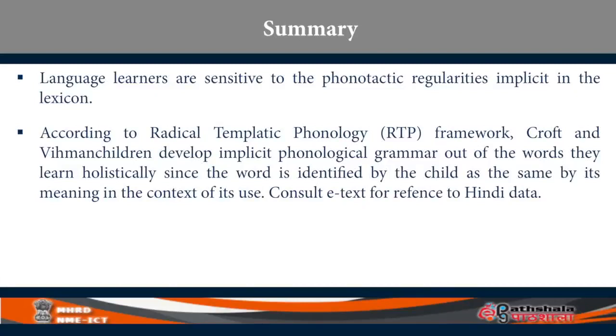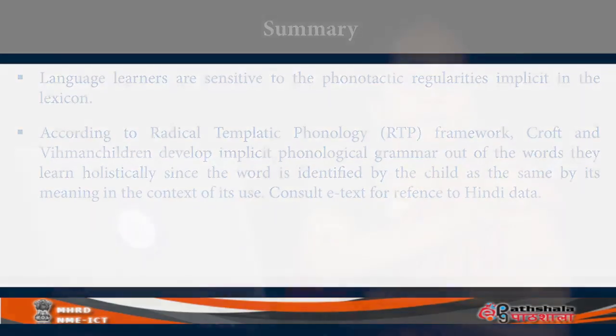According to a relatively new theory, radical templatic phonology, which is described by Croft and Vihman, I have given the reference in the e-text. Please read the original article. Children develop implicit phonological grammar out of the words they learn as wholes. A word is identified by the child as the same by its meaning in the context of its use. That is, the child very early remembers the word as a whole. So whenever it is used by grandmother, by mother, or outside or in the school, the child is able to remember that word, and therefore the unit of analysis should be the word and not a feature or a phoneme or a syllable.